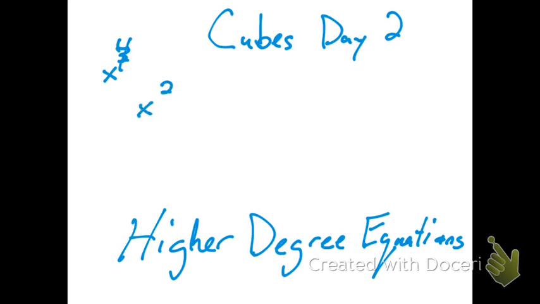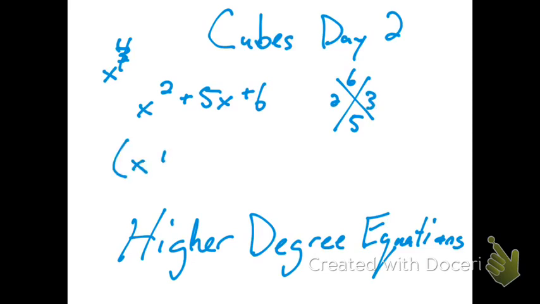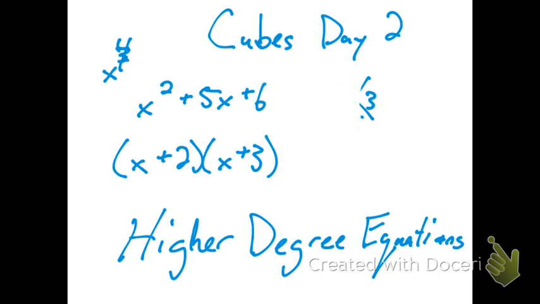Let's do this, just an easy one. x squared plus 5x plus 6. If I was using the x method with this, two numbers that multiply to 6 and add up to 5, it'd be 2 and 3. So this would be the same thing as saying x plus 2 and x plus 3. I'm showing you that so that I can show you what we're going to be doing similar to that.